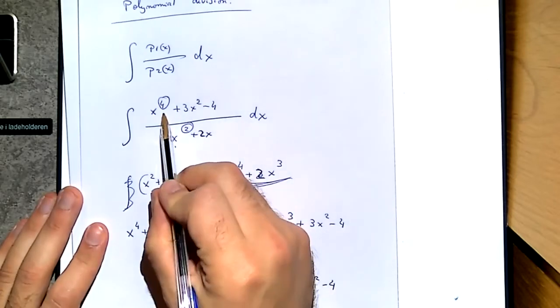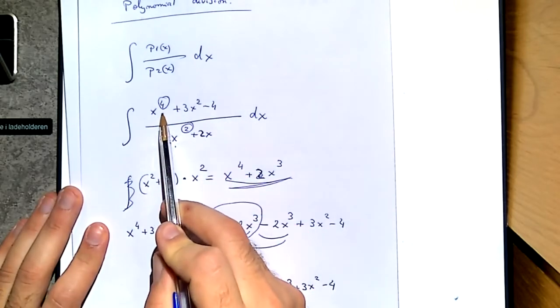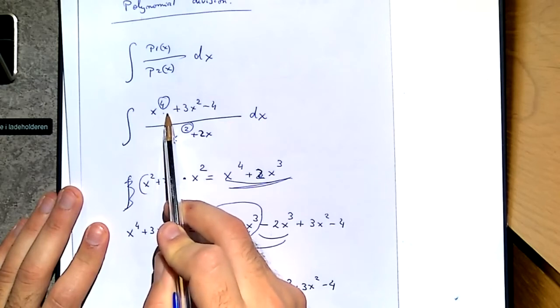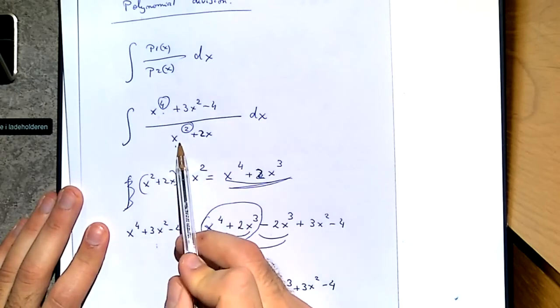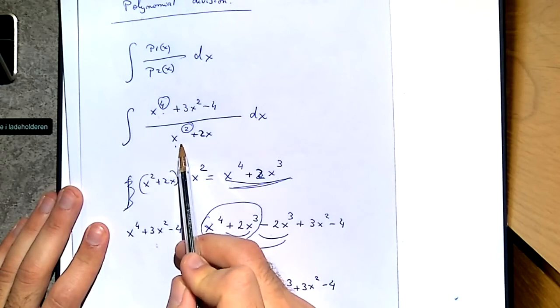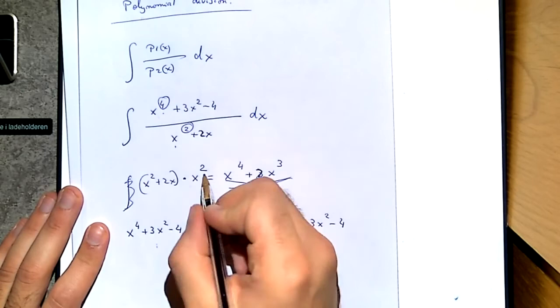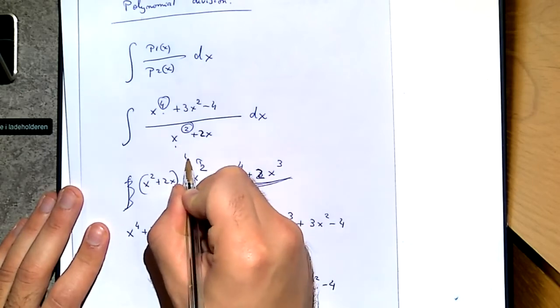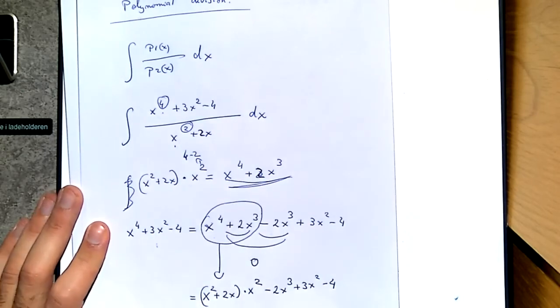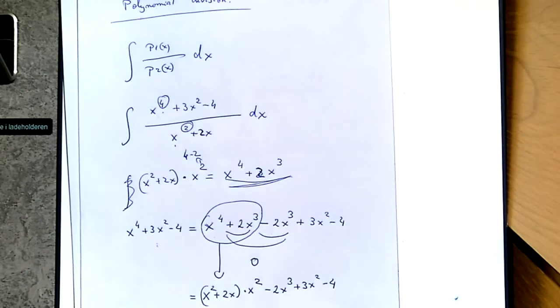I want to get the biggest power out, which is my x to the fourth. My biggest power down below is an x squared. So I just multiply by the difference between them, which is x to the power of 2, which is 4 minus 2 if you want it. Okay, I just multiply by it, and I get this thing.